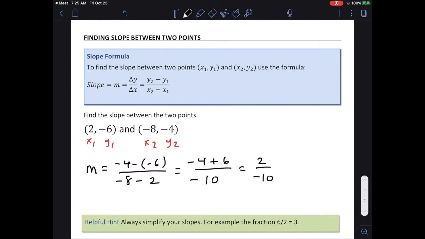And then a really important thing with slopes, and it says in the green box down below, always simplify your slopes. So in this case, they're both even numbers, so we can divide both of them by 2. So when we divide both of them by 2, we end up with 1 over -5, but we don't like to just call that bottom number -5. So if one number is negative, it makes the whole fraction negative. So I'm going to put the negative sign out front, and I'm going to say it's -1/5. Okay, so the slope of a line that goes through those 2 points is -1/5.